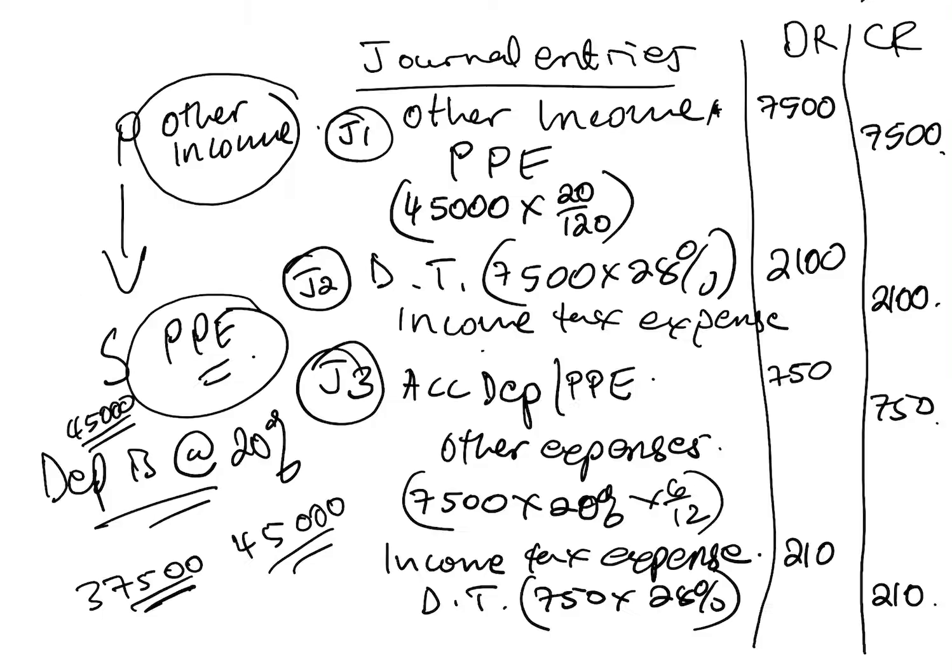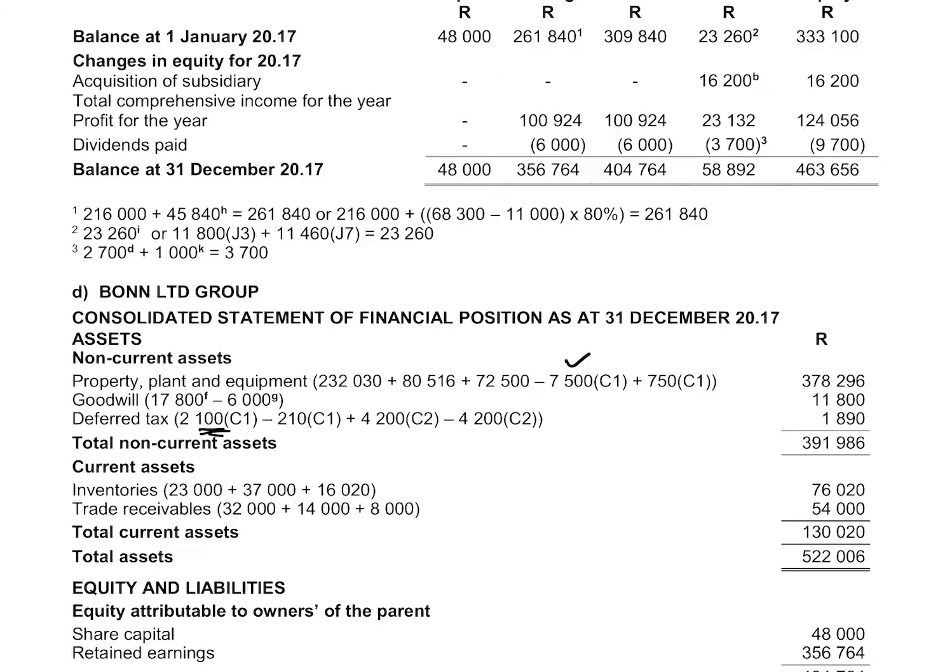Right, then we have accumulated depreciation of 750 and other expenses. So accumulated depreciation is going to be increased by 750, as you can see.